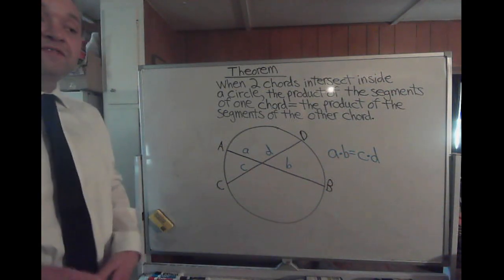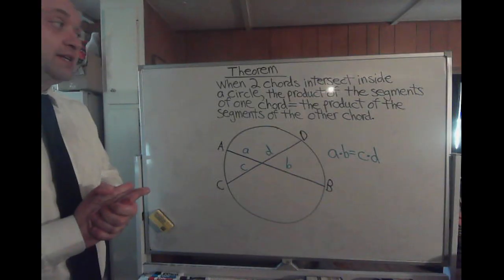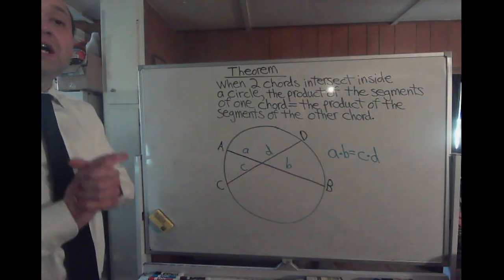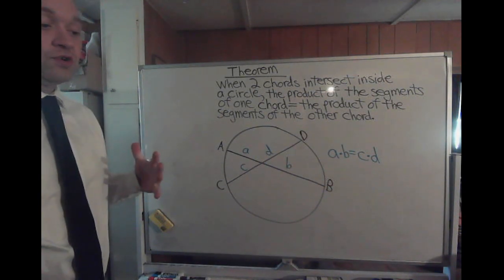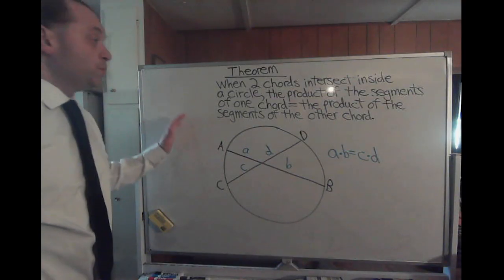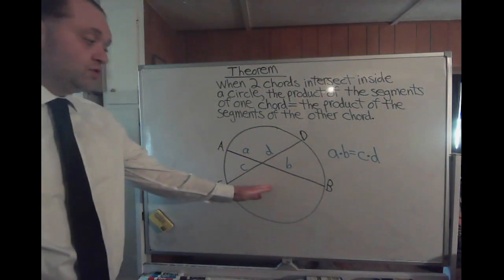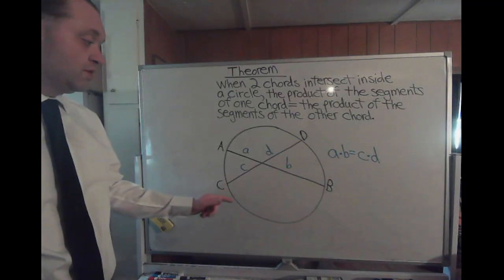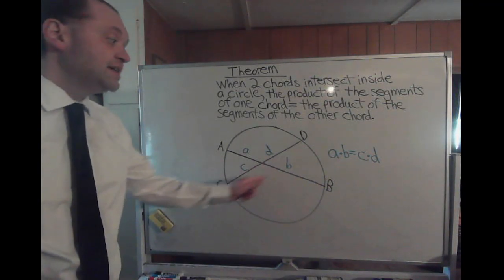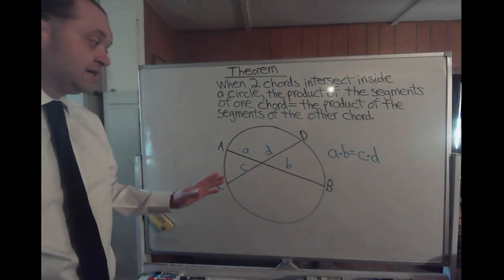So today is the final lesson of the circles unit. And today we're going to talk about segment lengths in circles. So first case we have a circle where we have two chords. We have chords AB and CD that intersect.